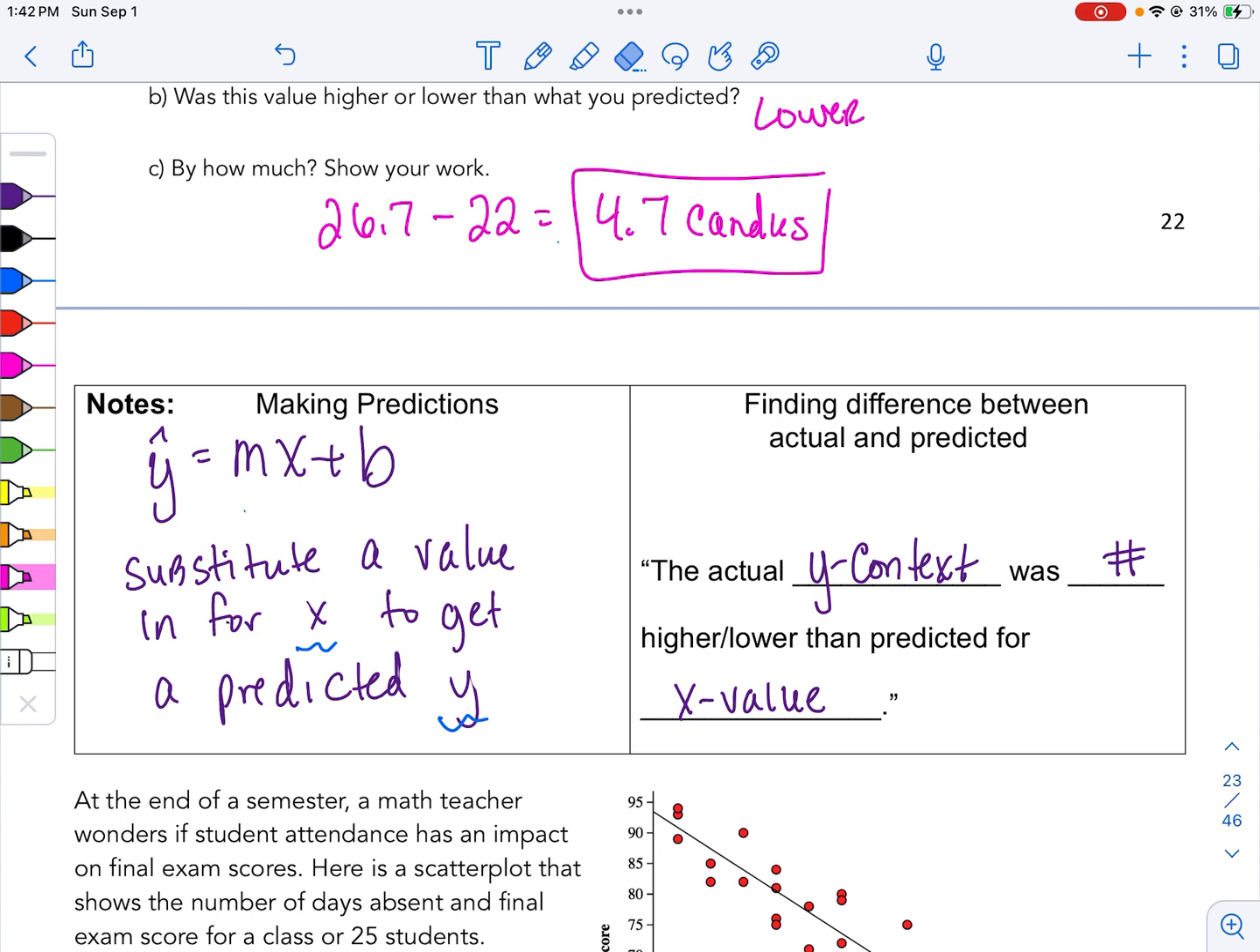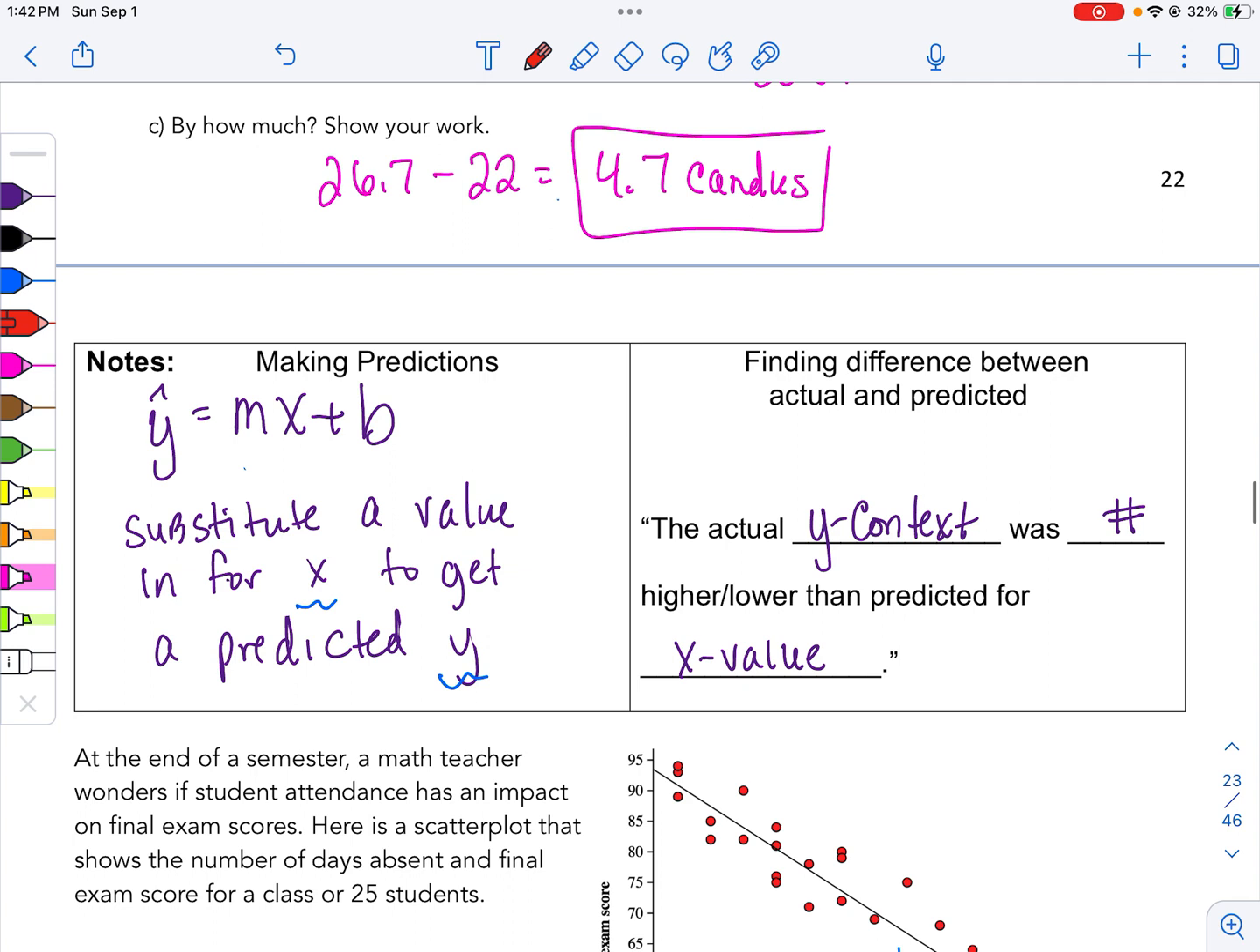On the right side, it says, how do we find, or what could we say to find, the difference between the actual and predicted? This sentence is a little bit strange because it has the words y context and x value. Well, we can do this experiment with a bunch of things. It's not always about hand span and candies. It could be how long you studied and what your score was, or how old you are and how much money you make at your job. There's definitely a lot of different things we can compare.